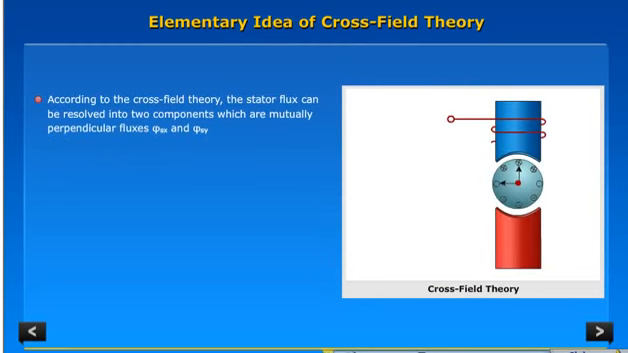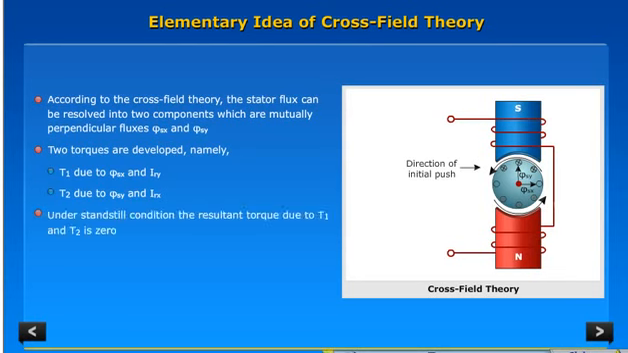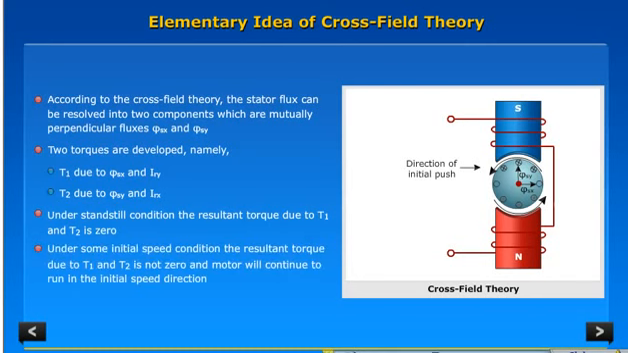According to the cross-field theory, the stator flux can be resolved into two components which are mutually perpendicular fluxes, phi sx and phi sy. Two torques are developed, namely T1 due to phi sx and iry, and T2 due to phi sy and irx. Under standstill condition, the resultant torque due to T1 and T2 is 0. Under some initial speed condition, the resultant torque due to T1 and T2 is not 0 and the motor will continue to run in the initial speed direction.